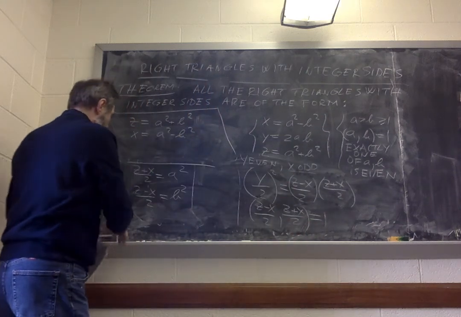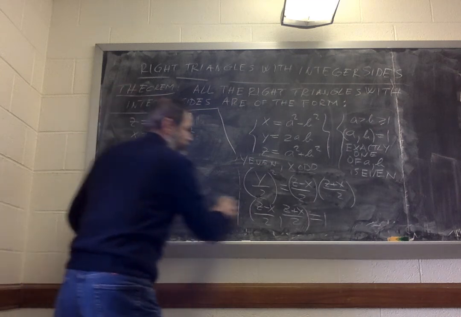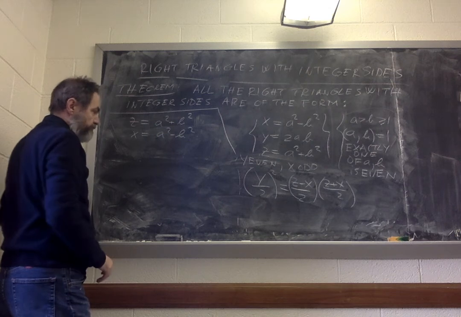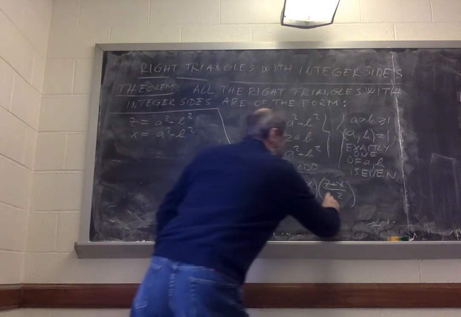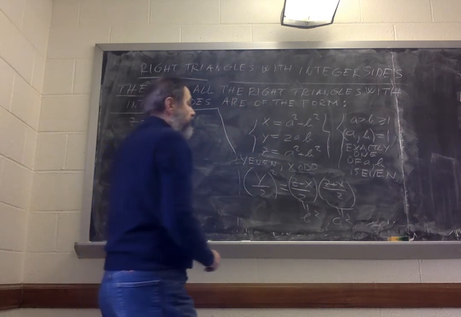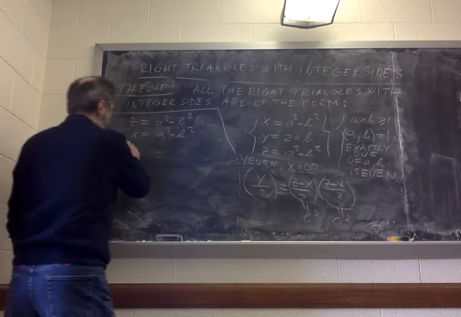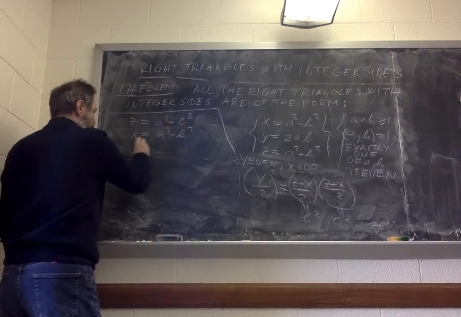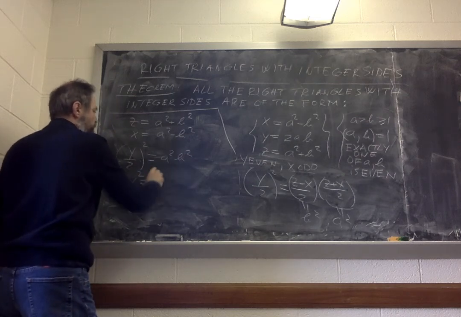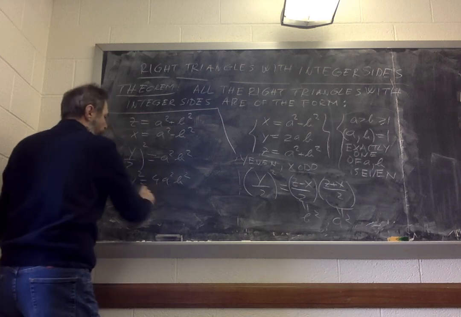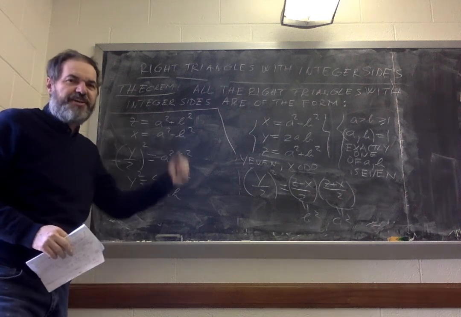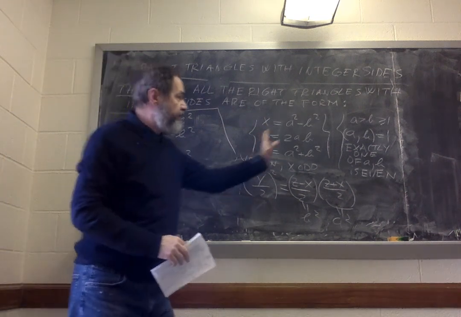Lastly, we get y. Where do I get this y? From here. Because this number was denoted by a squared, and this number was denoted by b squared, by us. So this simply means that y over 2, this quantity squared, is equal to a squared b squared. So I multiply by 4 and I get y squared equals 4 a squared b squared. So y is 2ab, as claimed. This is a proof that all the right triangles with integer sides have this form. And then the rest we saw earlier.